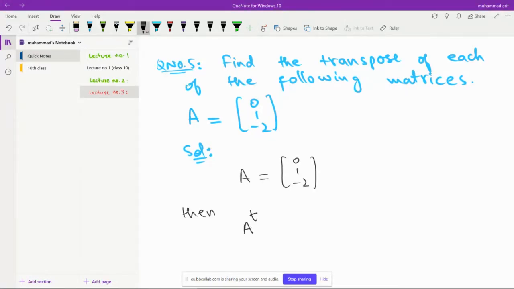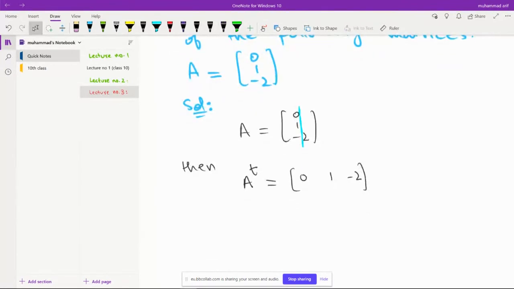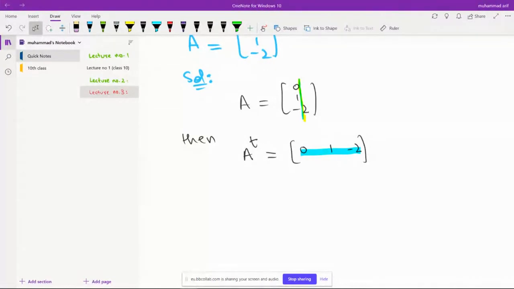Then A transpose, which means transpose of a matrix A. We convert rows into columns. This first row is converted into column or column into row. Here we have in a matrix A, first column, we convert this column into row. That is 0, 1, -2. It becomes a transpose of a matrix A. By the definition of transpose of a matrix, we convert rows into columns or columns into rows. In a matrix A, there is only one column. We convert this column into row, which gives us a transpose of a matrix A.